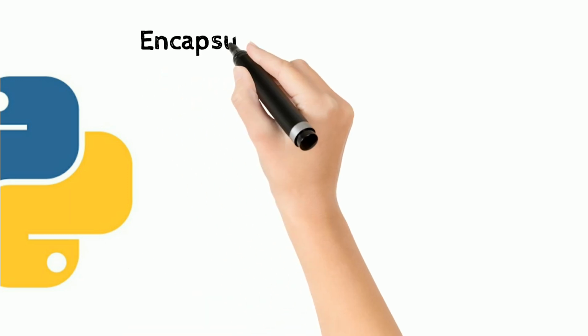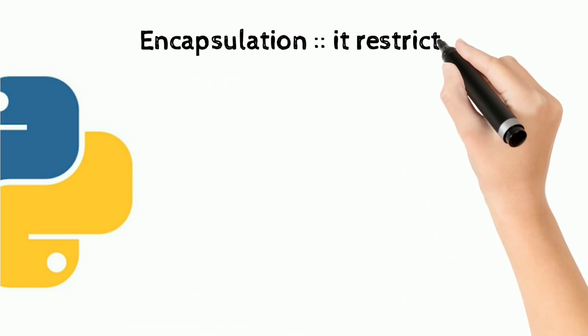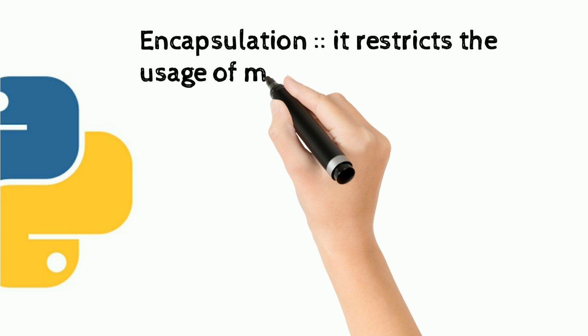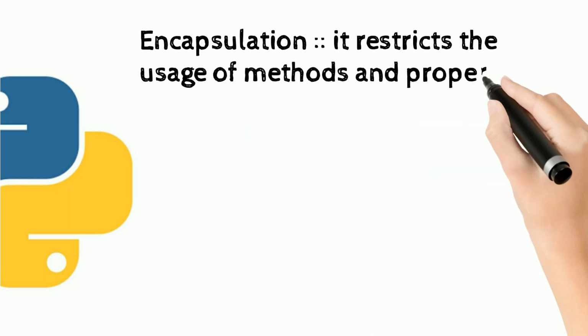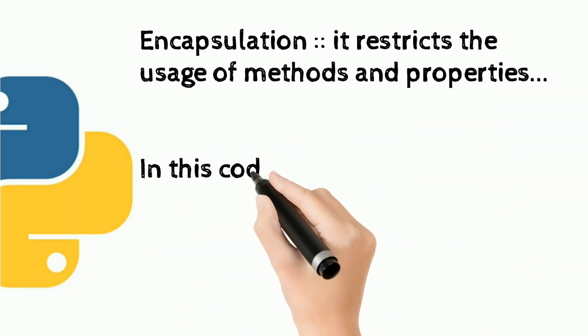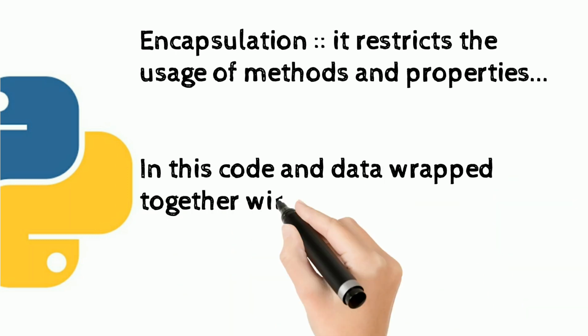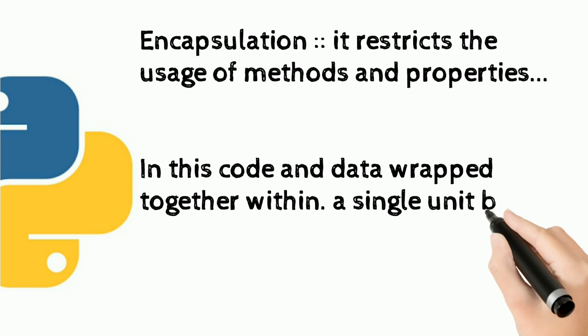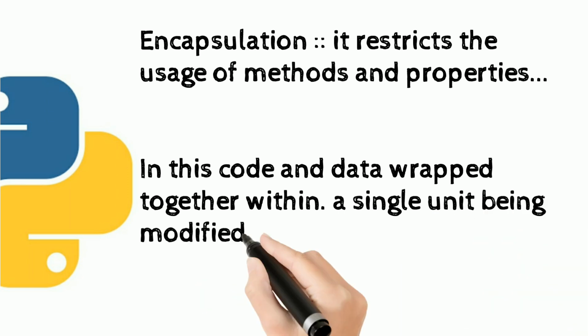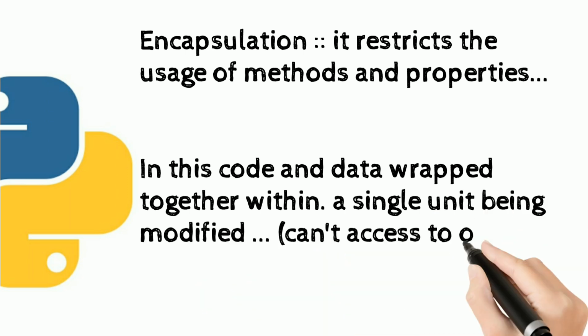And the next one is encapsulation. It restricts the usage of methods and properties in this code. In this, code and data are wrapped together within a class. That means it can't give access to outside of the class.